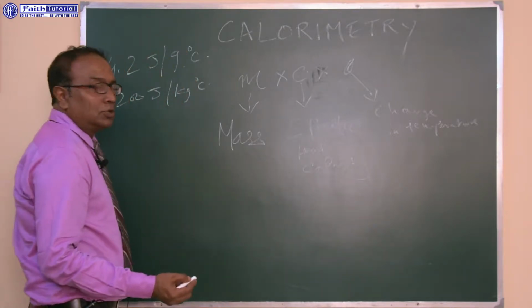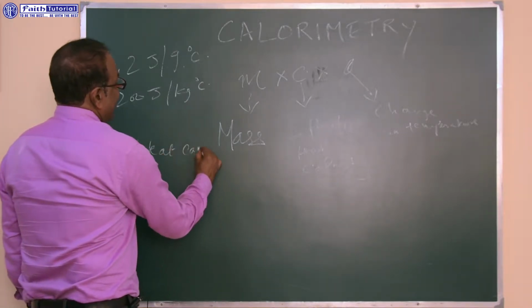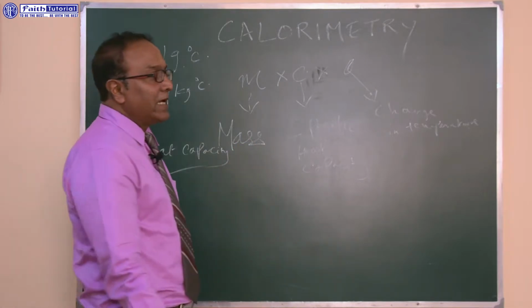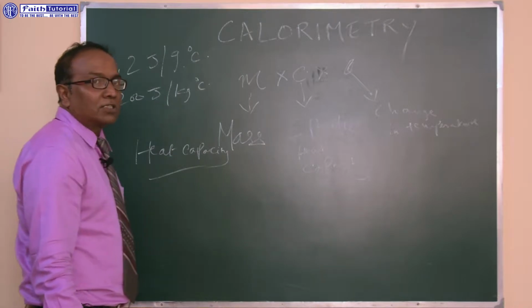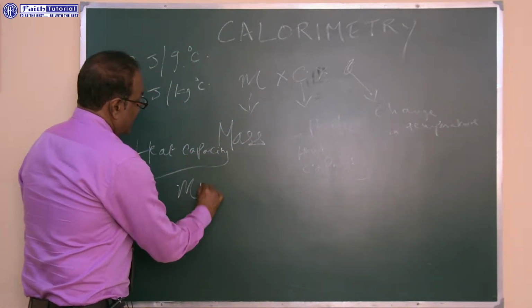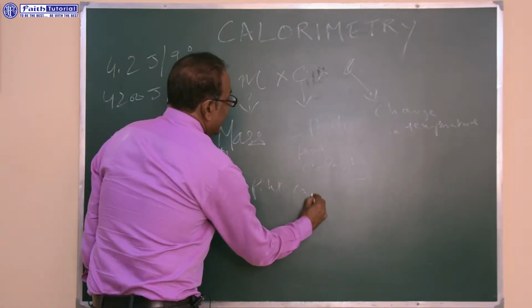There's one more term to understand, that is heat capacity. Heat capacity means the heat absorbed by the entire body. Supposing a body has a mass of 5 kgs, so the mass into specific heat capacity will give you the heat capacity of the body.